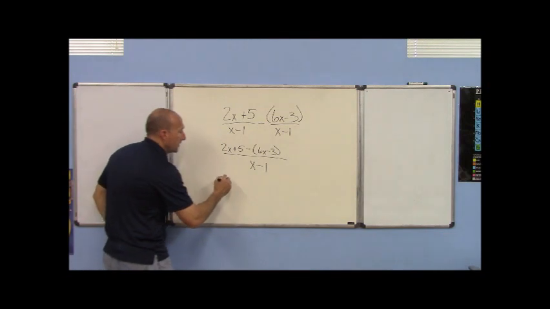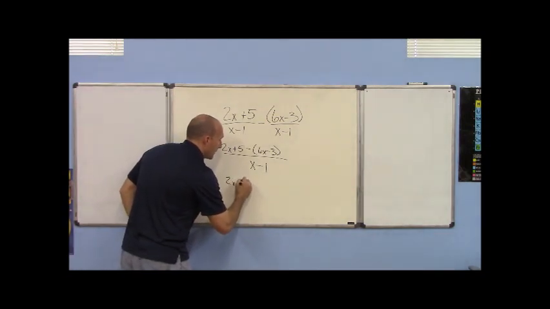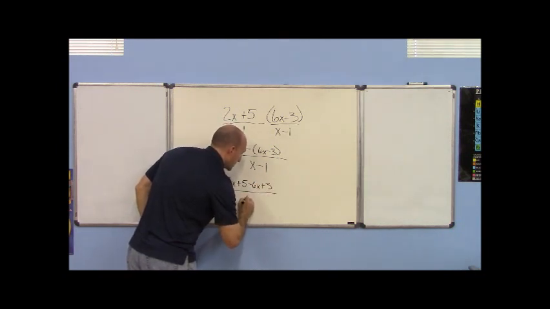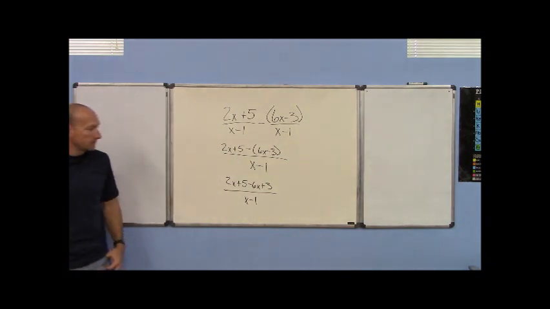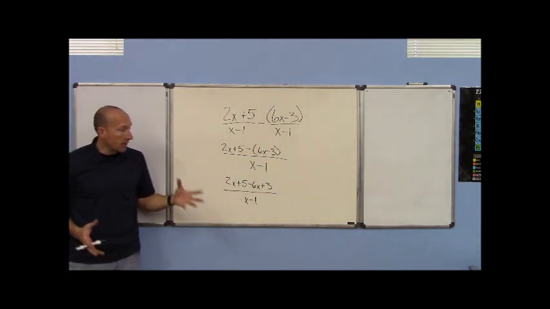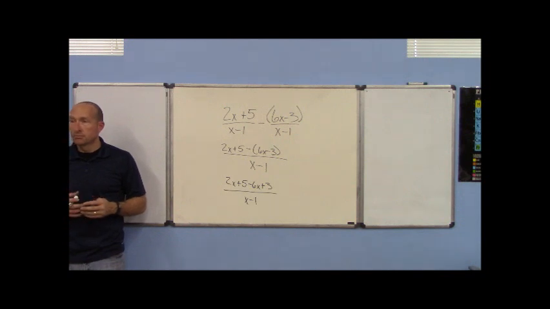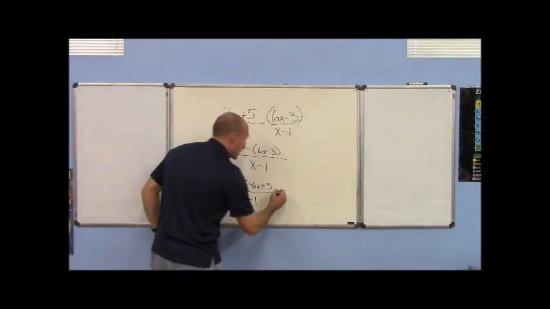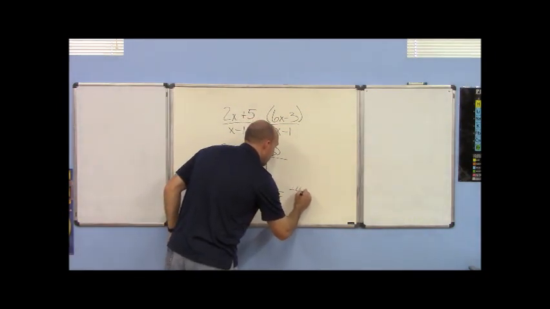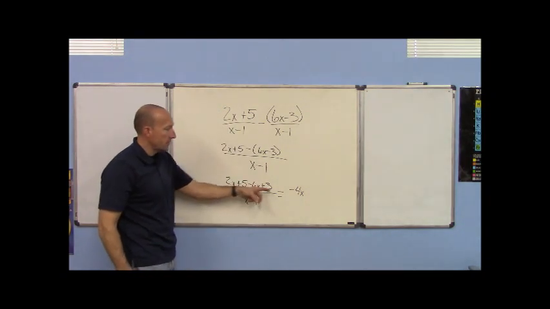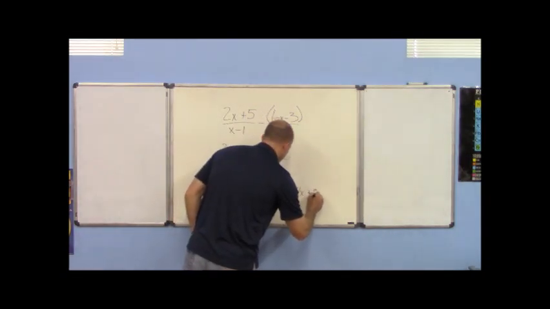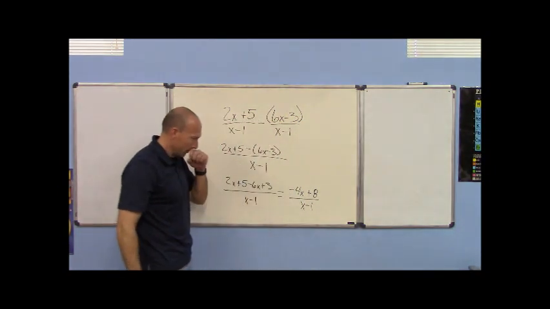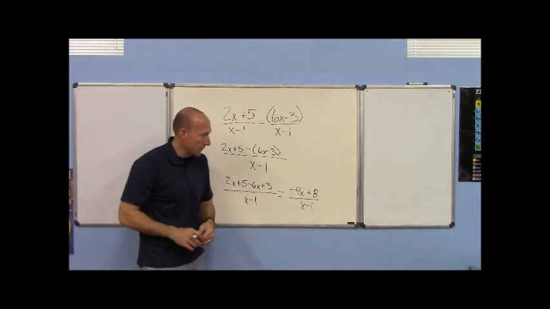All right, so we'll rename this to 2x plus 5 minus 6x plus 3 over x minus 1. Now all we're doing is combining like terms. We're simply combining like terms. 2x minus 6x equals a minus 4x, and 5 plus 3 is 8, plus 8. The x minus 1 stays where it is.